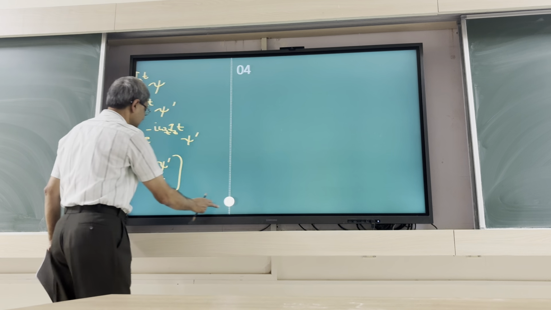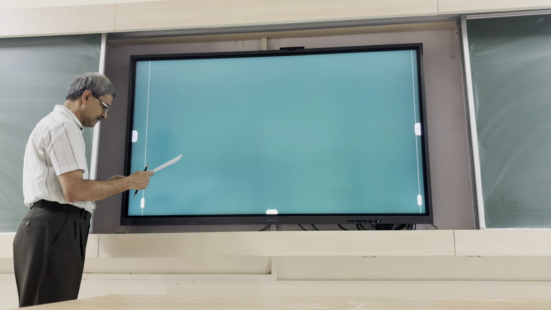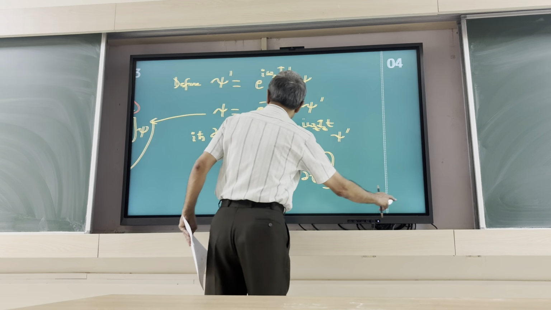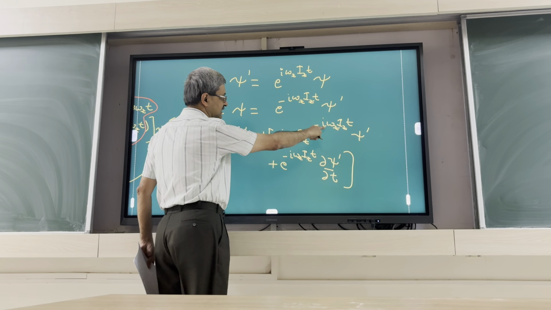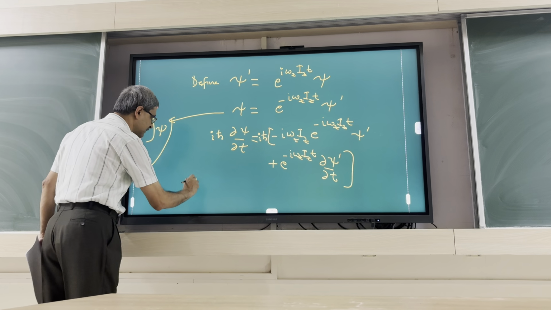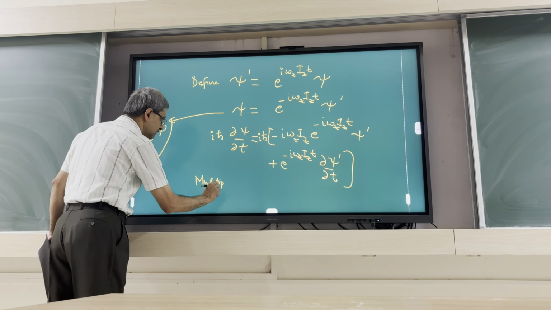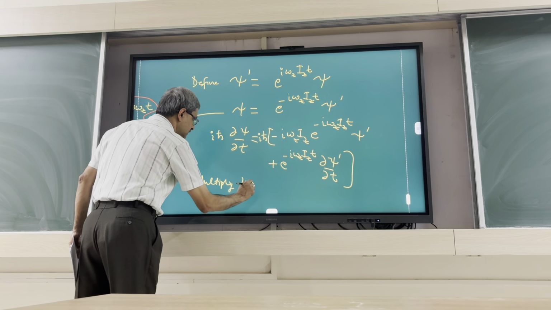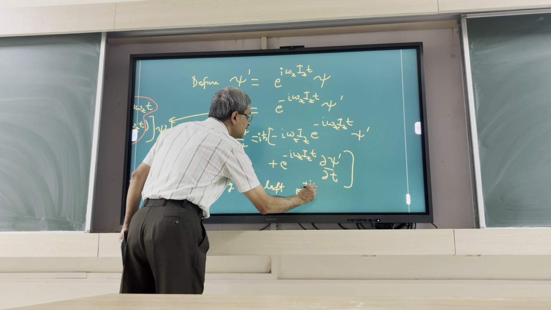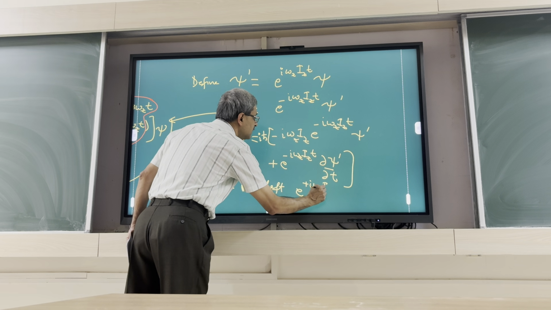And likewise, if you just continue that, I'll skip another step. Then you also multiply from the left by, see, you have some e to the minus i omega z I z t. So you multiply from the left by e to the plus i omega z I z t.